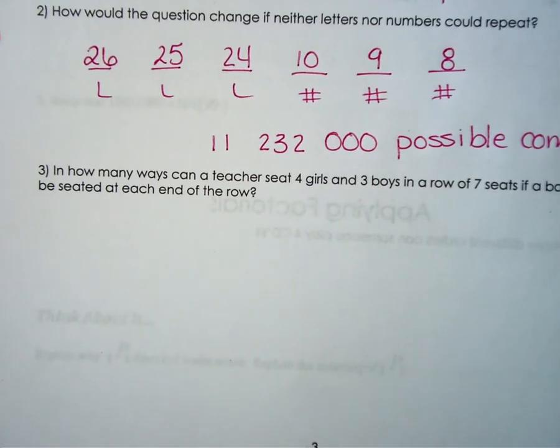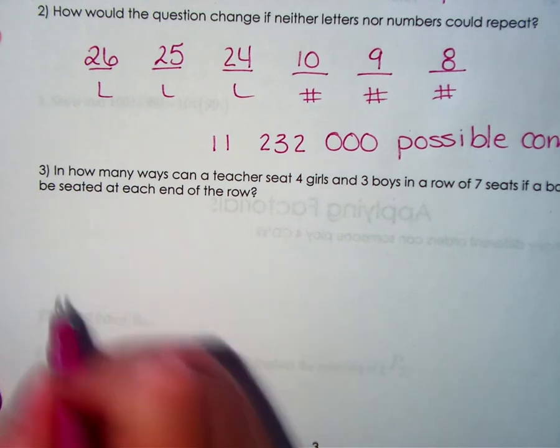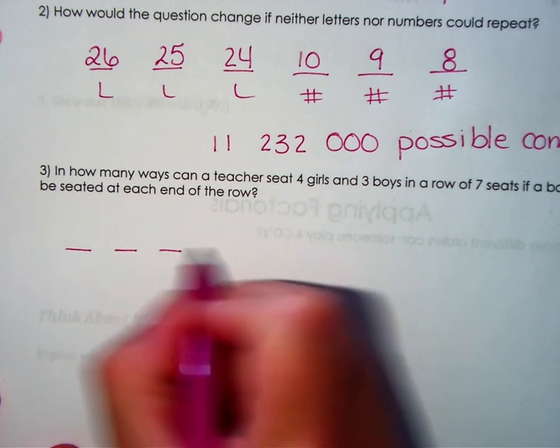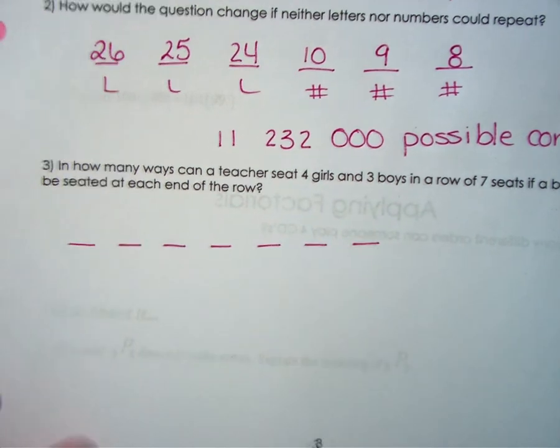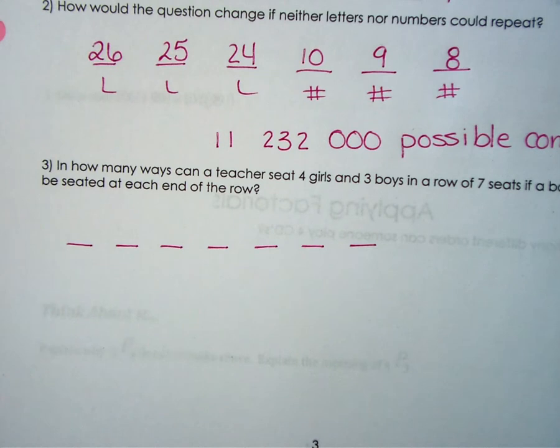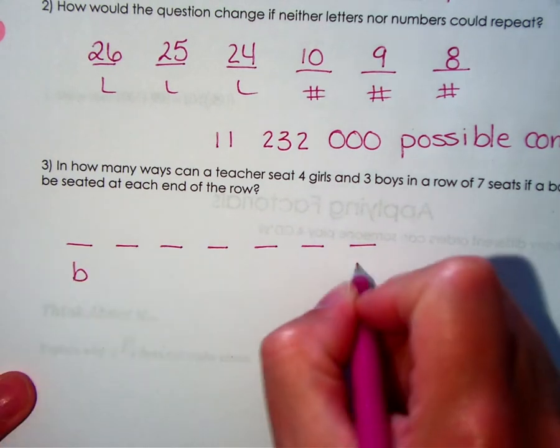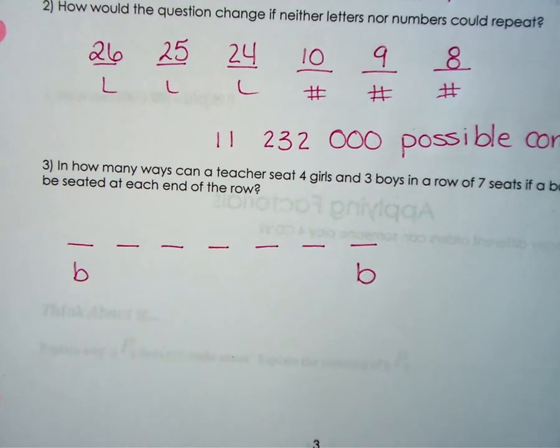Okay? All right. How many ways can a teacher seat 4 girls and 3 boys in a row of 7 if the boys must be seated at each end of the row? Wait, say that again. Okay, so these are my least favorite things to do. So how many seats do I have? 1, 2, 3, 4, 5, 6, 7. What's my restriction? No other restrictions, just boys have to be at either end. And for God only knows what reason. So does it matter what order?